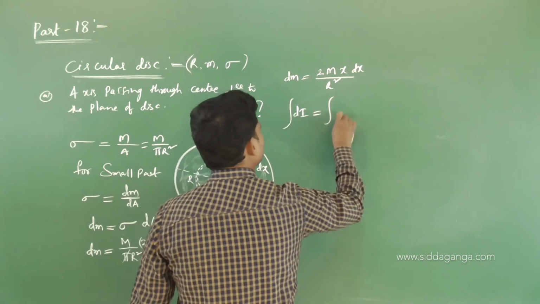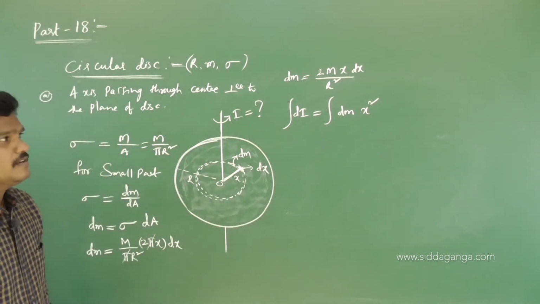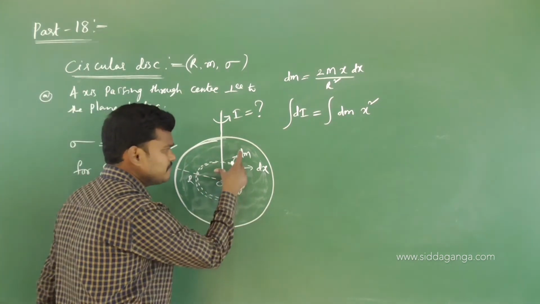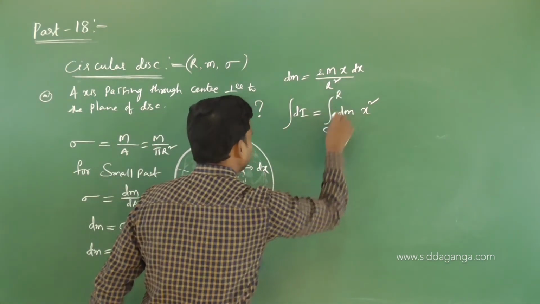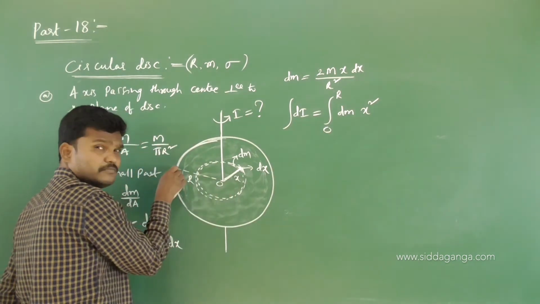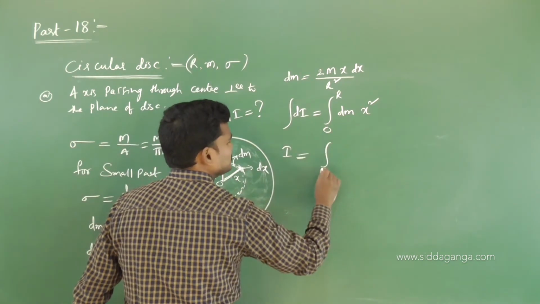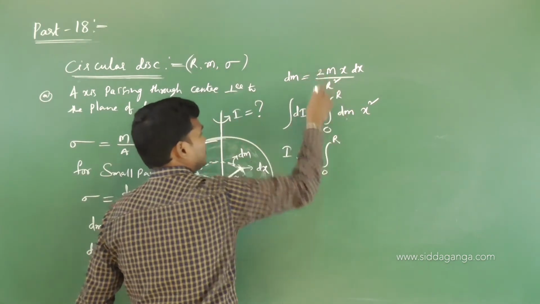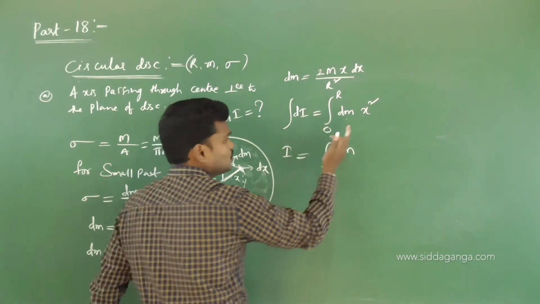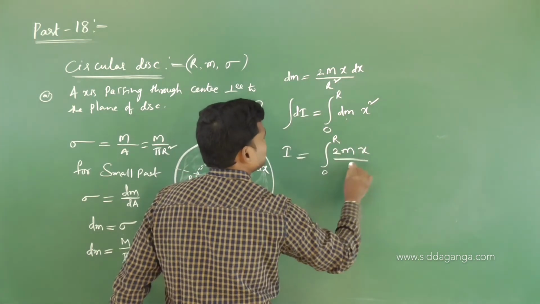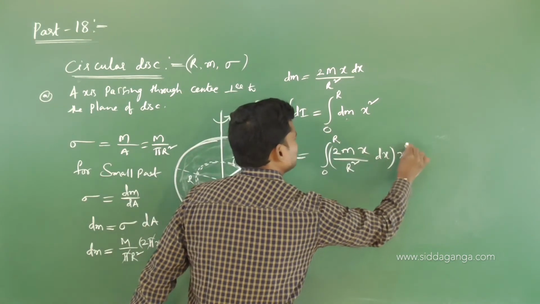integration of dI. Let me write integration of dm into x square. Okay, dm into distance, dm into x, dm x square. And what are the limits? 0 to r, because we are moving from 0 to the maximum radius of the circular disc, which is r. So this becomes I, 0 to r. What is the dm? We got it from here. So 2 capital M, small m, don't feel now, just mass, 2 m x by r square dx into x square.